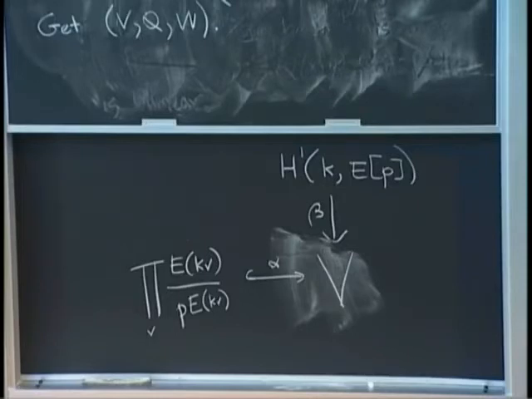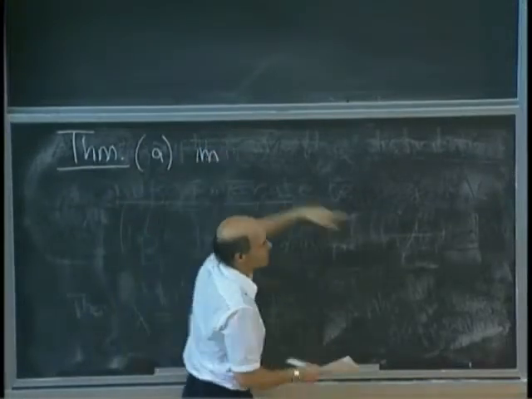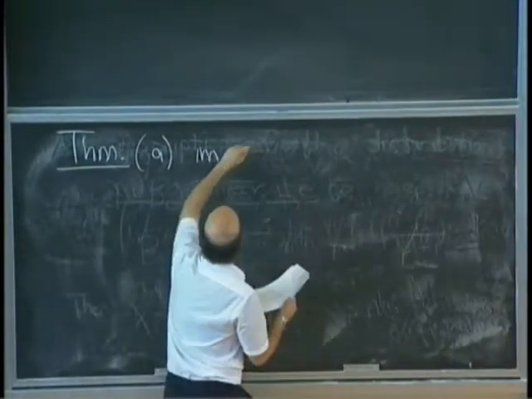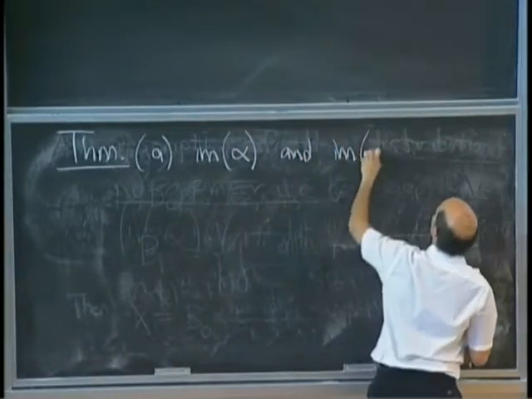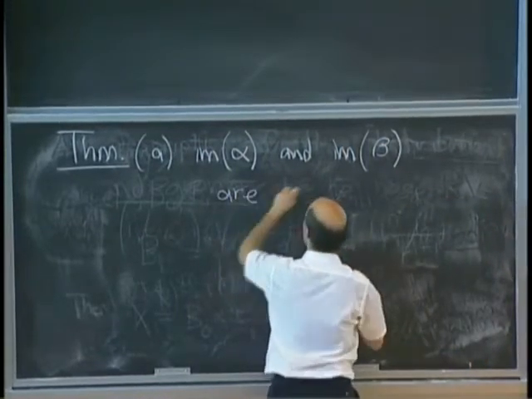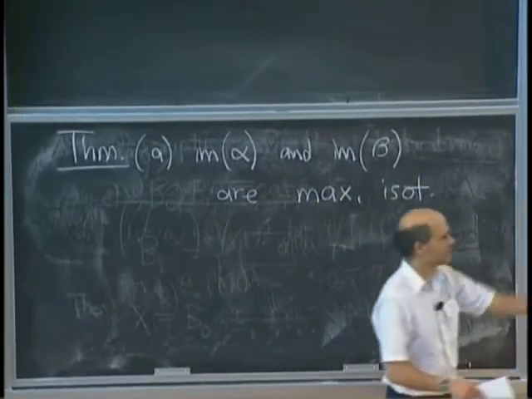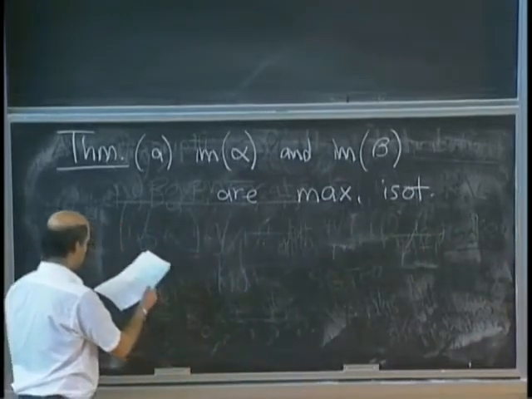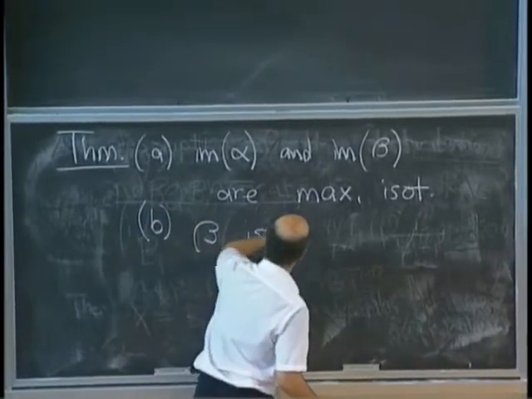So what does this have to do with Selmer groups? Here's the main theorem. The first part is that if you look at the image of those two maps in that diagram at the bottom right, the image of alpha and the image of beta, they are both maximal isotropic in that big space V. And then the second part is that beta is injective.